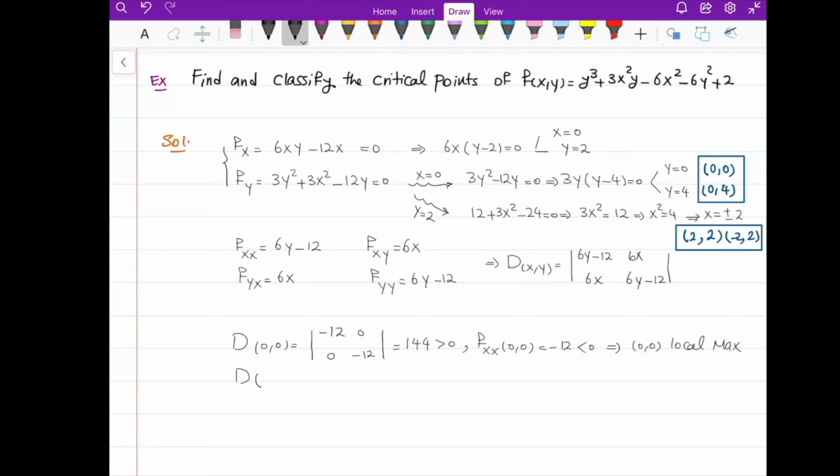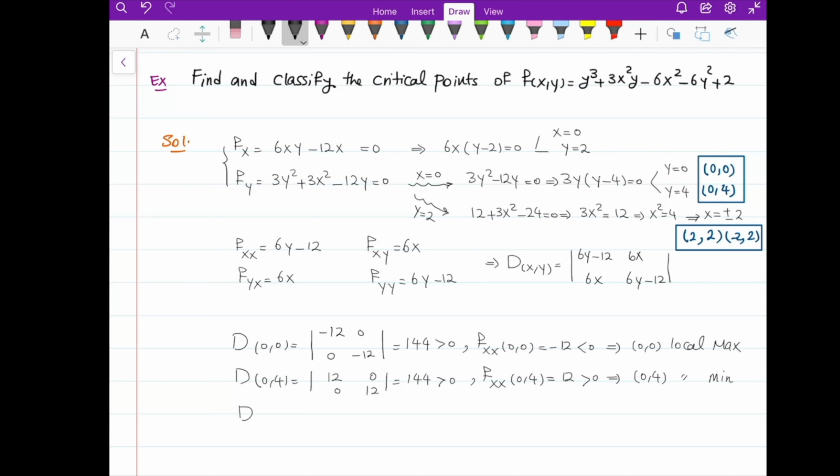Then I used the second critical point that I found, (0, 4), plugging into D, so I get 12, 0, 0 and 12, which is 144, positive, and fxx at (0, 4), sorry, when I plug in 4 in here, it would be just 12. And it's positive, therefore the point (0, 4) is a local min.